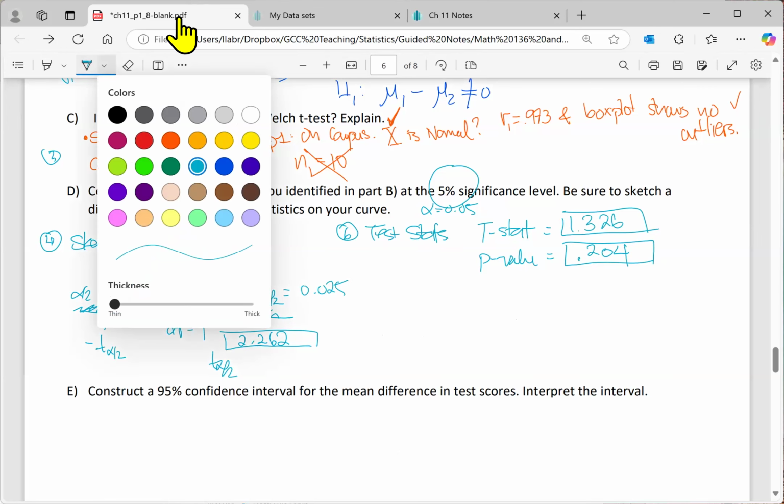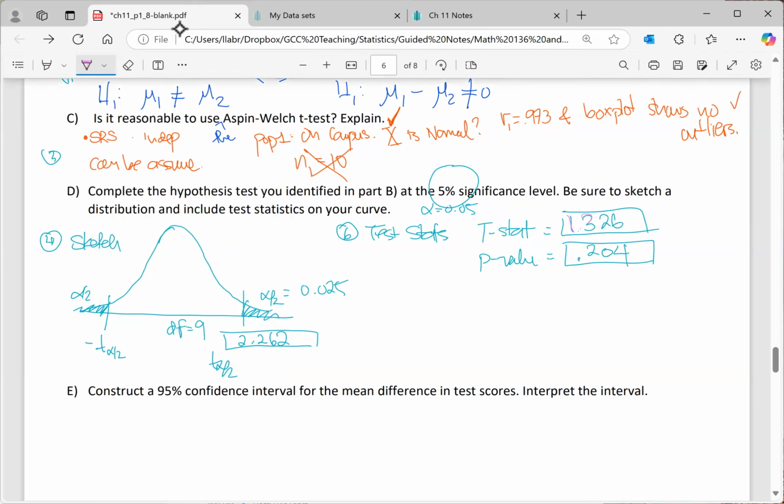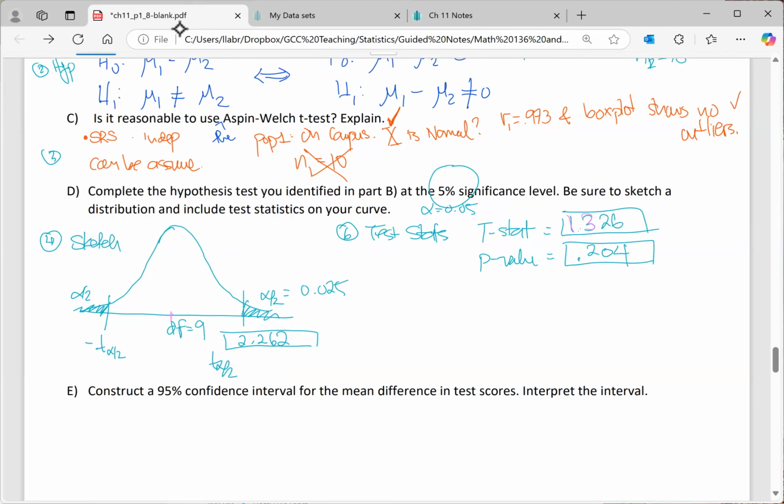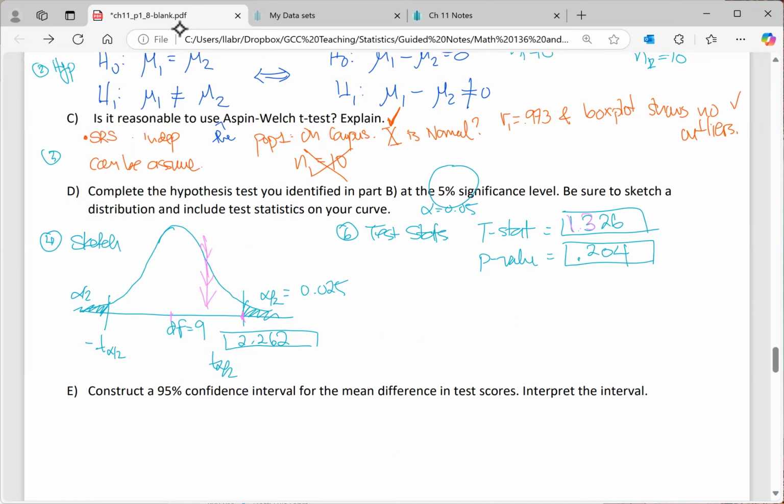All right, now let me go ahead and throw this into the distribution. So a t-statistic of 1.3, that's very close to 0. So I am not beyond 2.23. I'm right around halfway. So unfortunately, my sample lands in the non-critical region. Therefore, we're going to fail to reject the null.